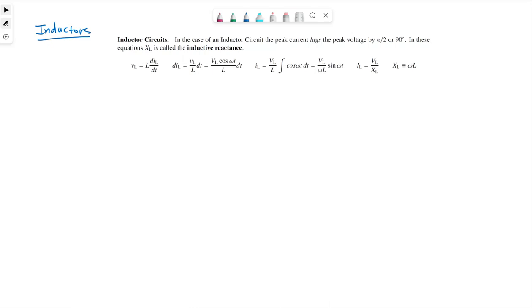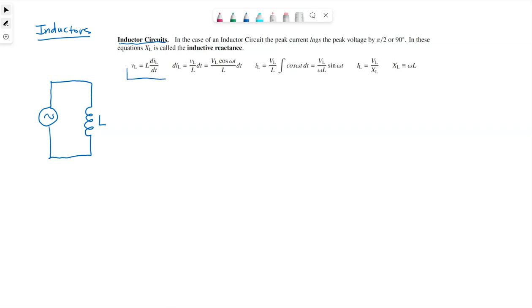Let's talk about inductors in an AC circuit. So just an inductor by itself, assuming there's no capacitance or resistance. Recall an inductor is a coil of sorts that opposes the change in current flow. So I pulled in the equations from our text notes for the inductor.